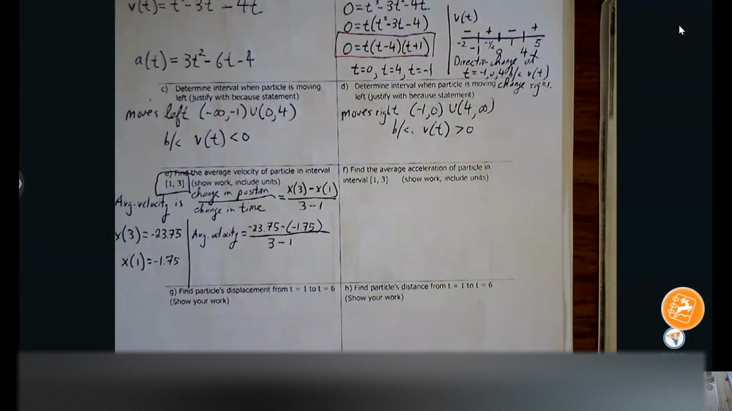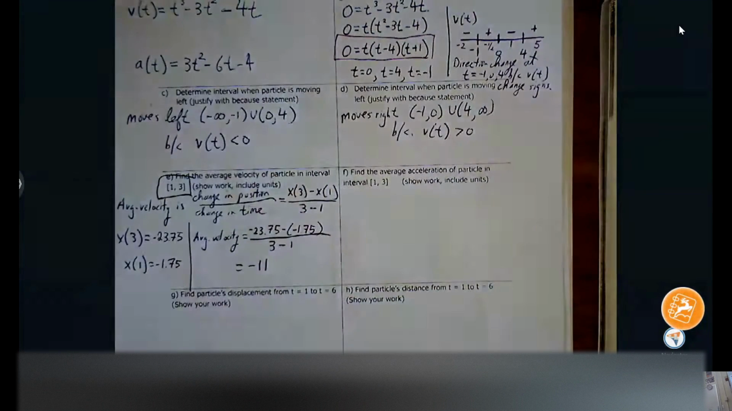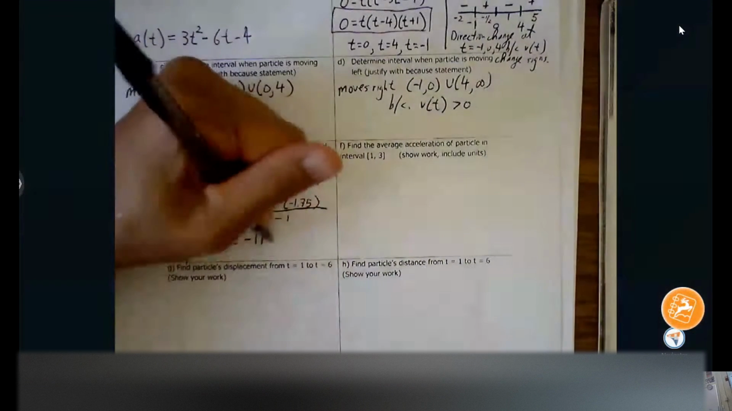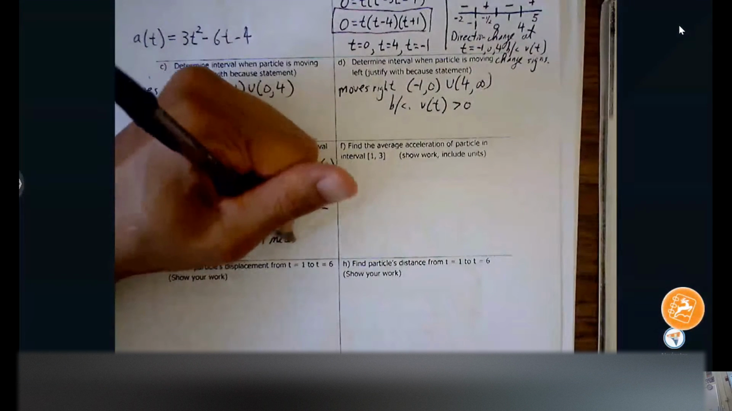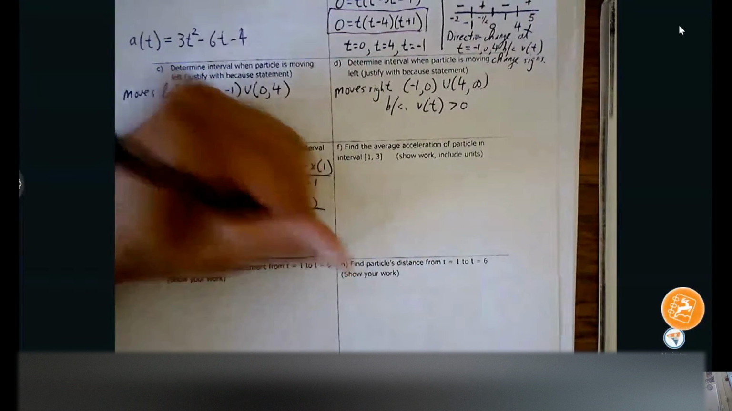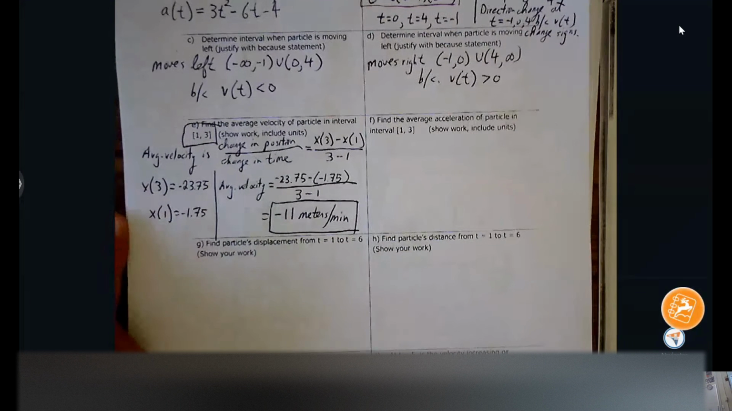Negative 22 over 2, which is negative 11. And what's our unit of measure? Meters per minute. Okay. Any questions here?